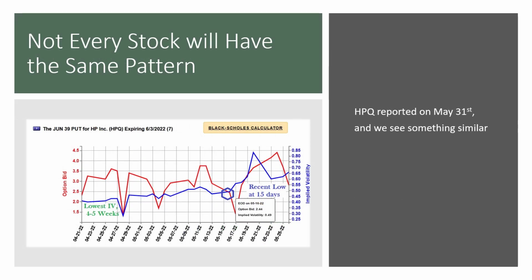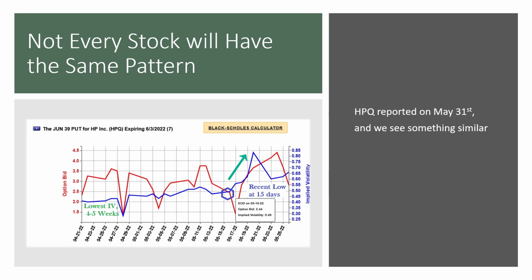But not every stock will have the same pattern. Hewlett-Packard reported on May 31st, and here on the options research tool, we see something similar. There was a recent low 10 to 15 days out prior to the earnings on 5/16. We're looking at a value of about 0.49.